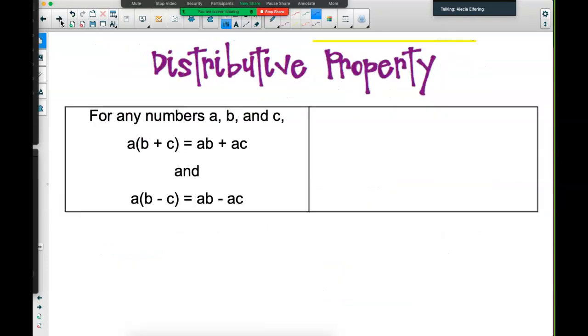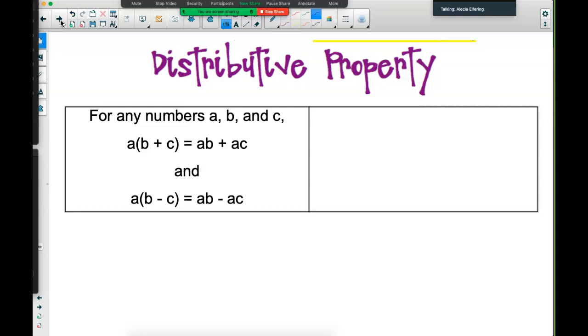The distributive property says, this is going to be super confusing, and then I'll make it less confusing. For any numbers A, B, and C, A times the sum of B and C equals AB plus AC. And A times the difference of B and C equals AB minus AC. Who's completely confused? Good. That's what I meant to do. Now I'll unconfuse you. When it's just letters like this, it's kind of confusing, I would agree.